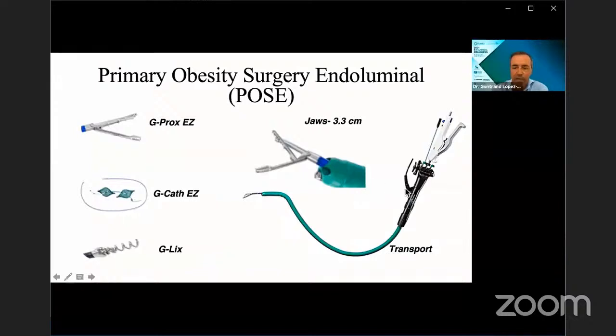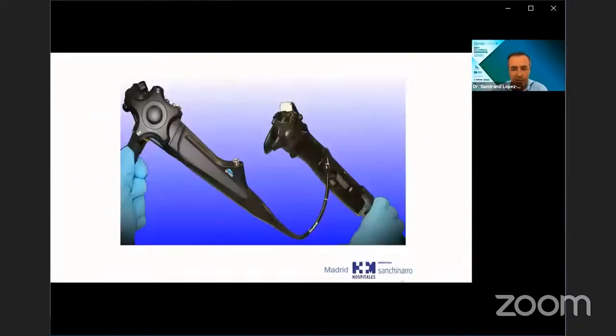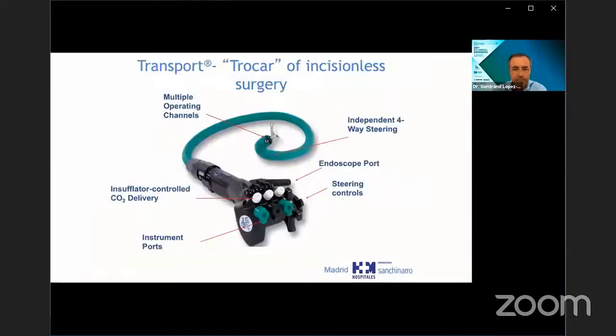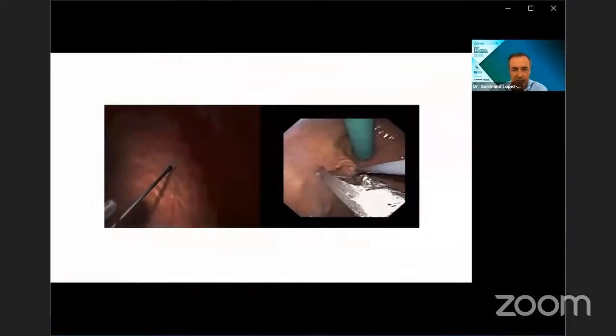And also we have a baby port where we can put inside a baby scope in order to have light. This is the picture of a transport assisted by a pediatric baby scope. Those are the multiple operating channels. You have a channel for CO2 delivery. You have steering controls like a scope, and you have 4 ways to steer the transport.